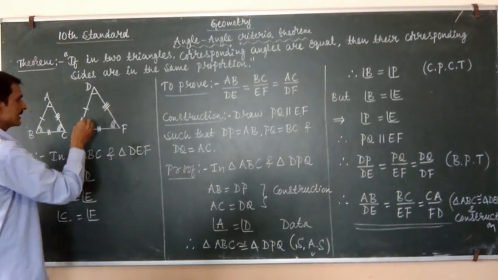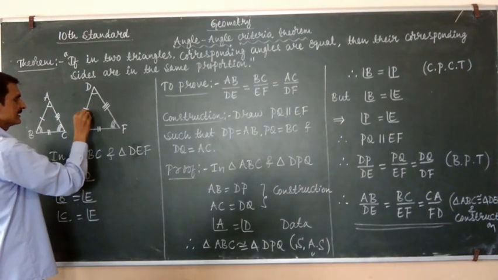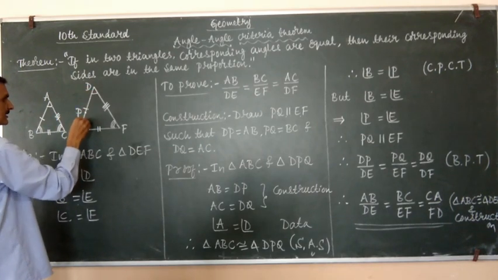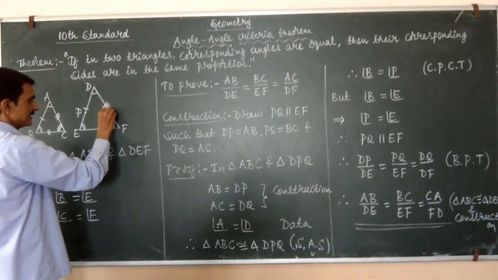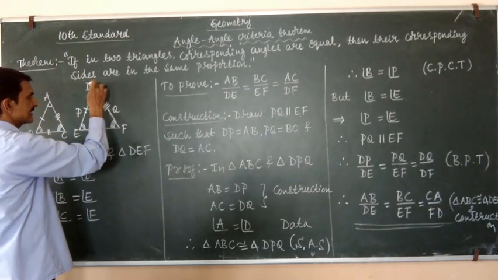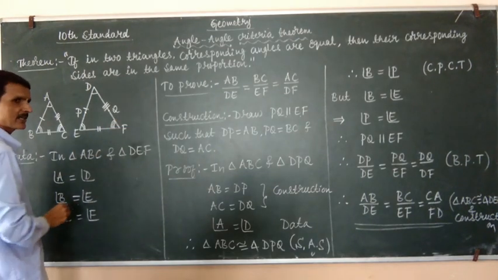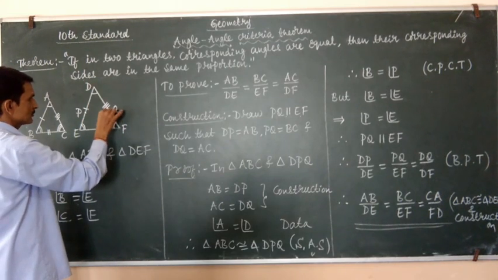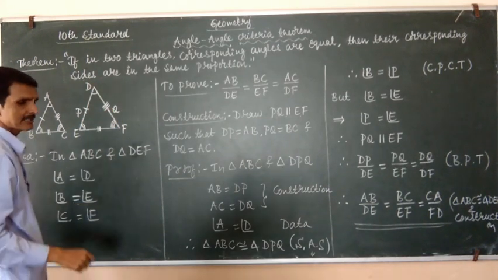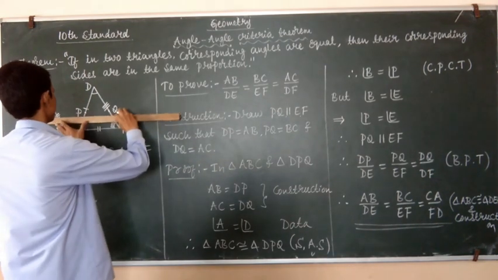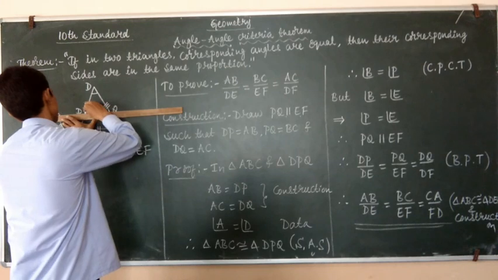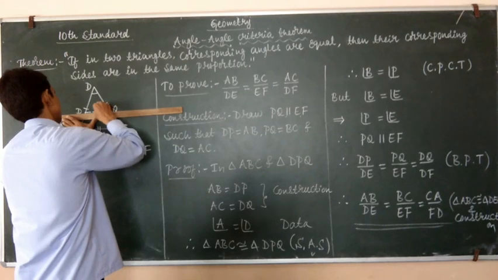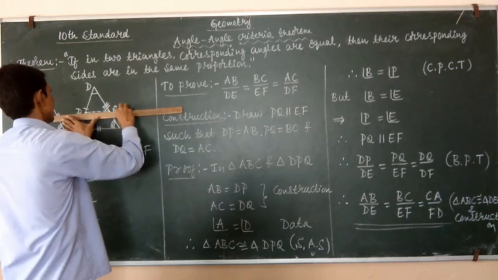So for this, we are going to mark a point P on side DE and Q on DF. Now join these two points P and Q, and we will get a line segment PQ.